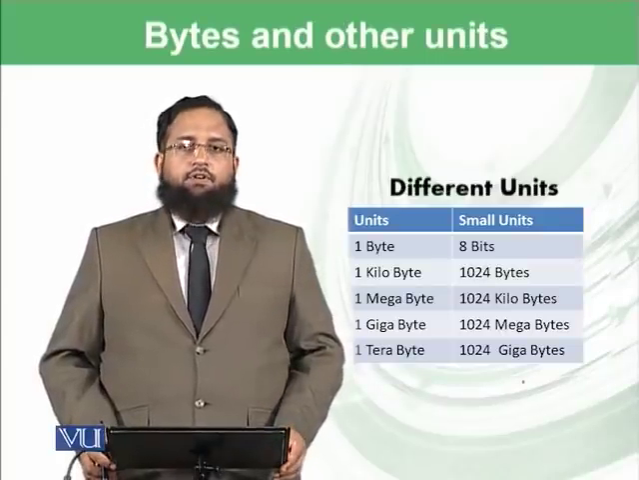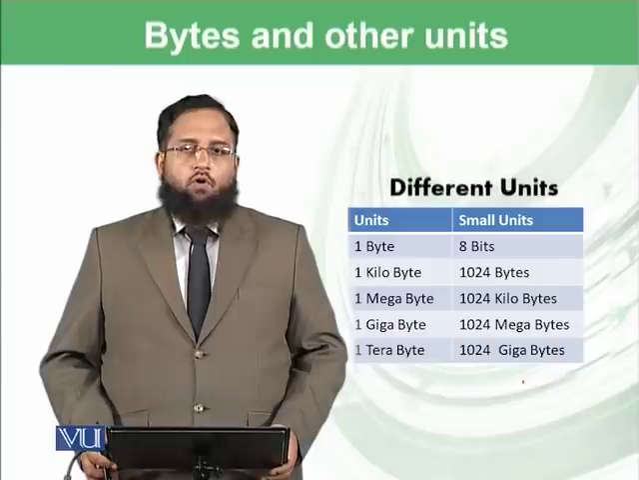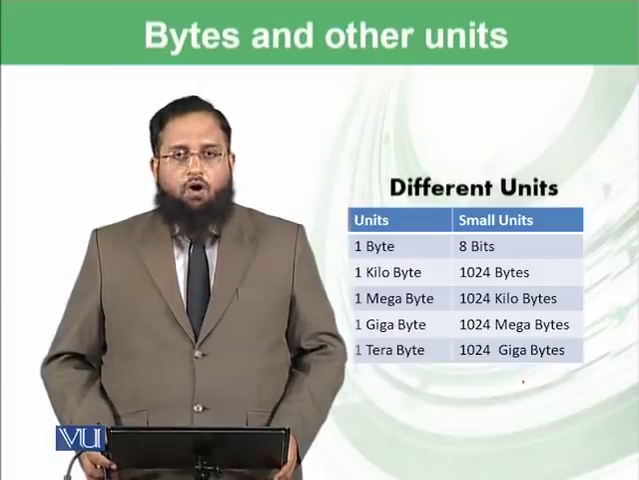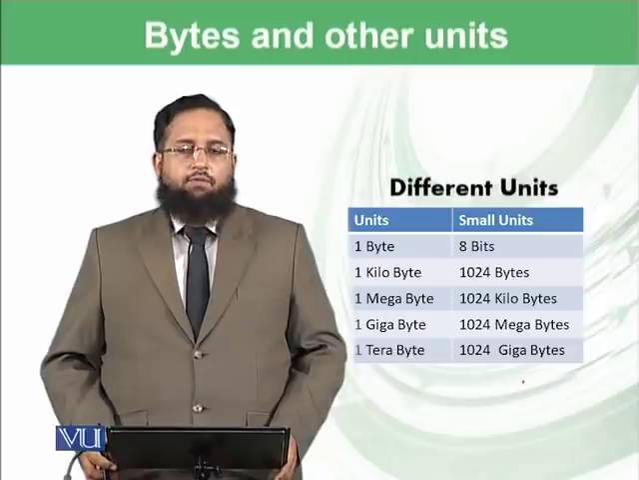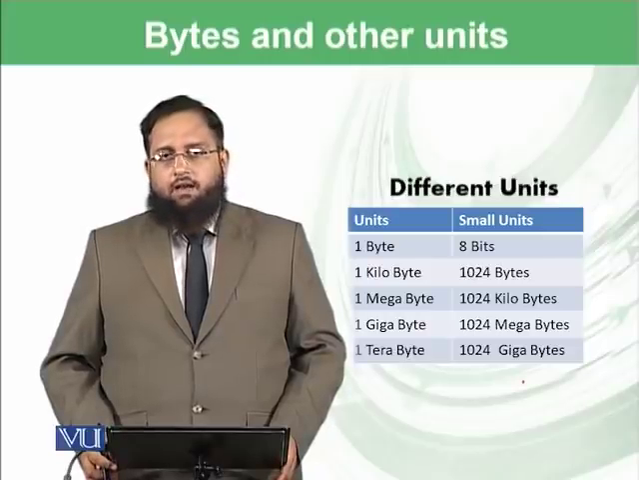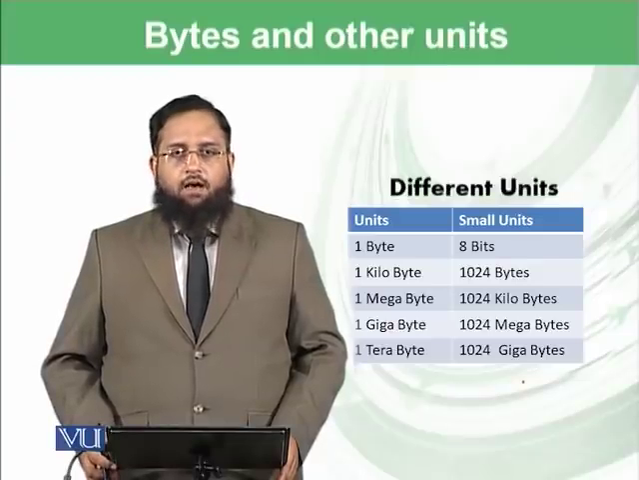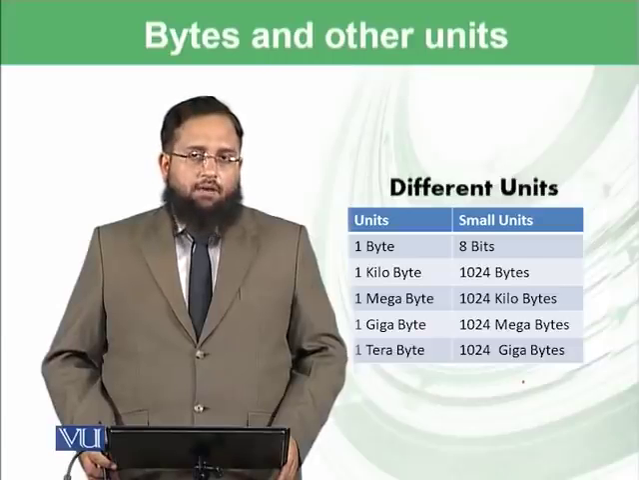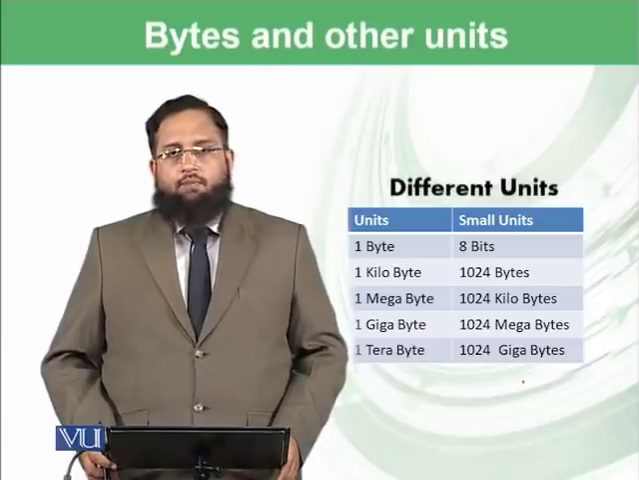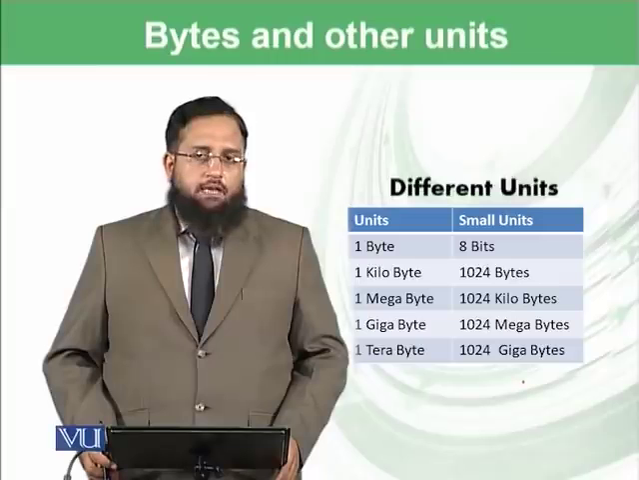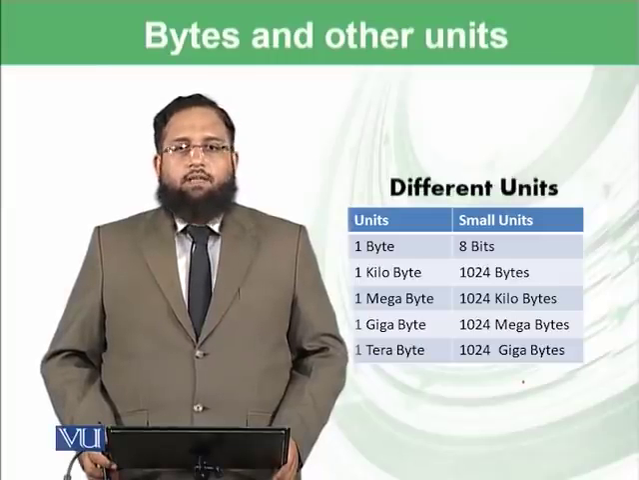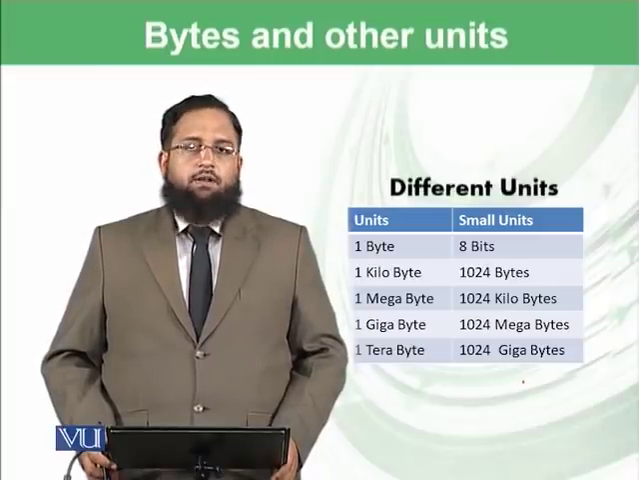And these are the different units of bits. So 8 bits combine together to form 1 byte. And when 1024 bytes are combined, they form 1 kilobyte. And 1024 kilobytes are mapped towards 1 megabyte. And 1024 megabytes form 1 gigabyte. And 1024 gigabytes map towards 1 terabyte.